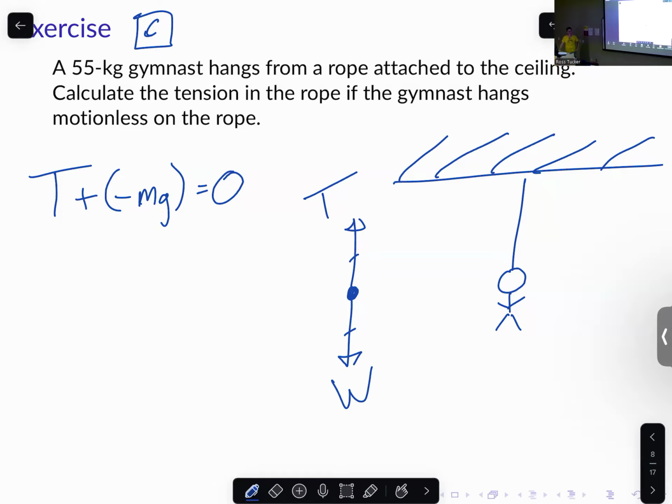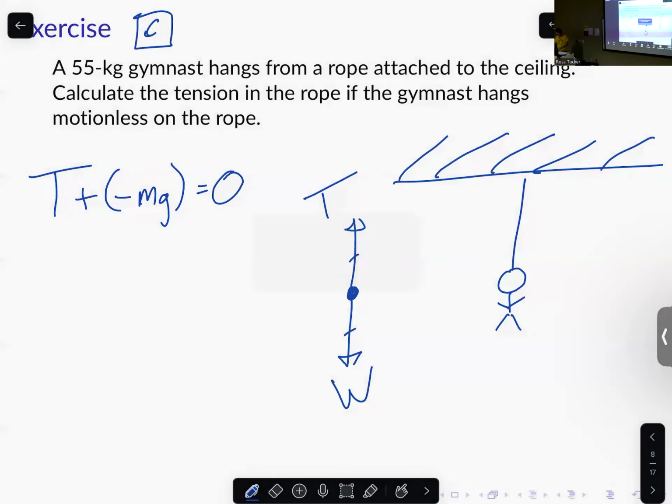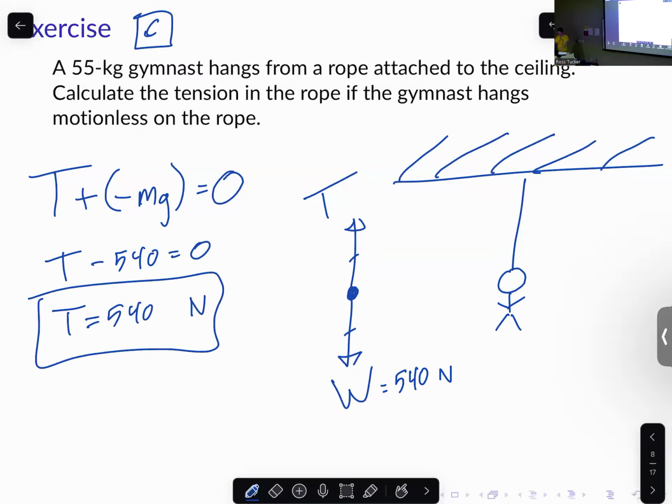Hey, how do I calculate the weight force again? mg, right? I could plug in. If I plug in m times g, I get that the weight force is 540 odd newtons. And if 540 is mg, I can simplify this equation, and I get tension is also 540 newtons. So far, so good.